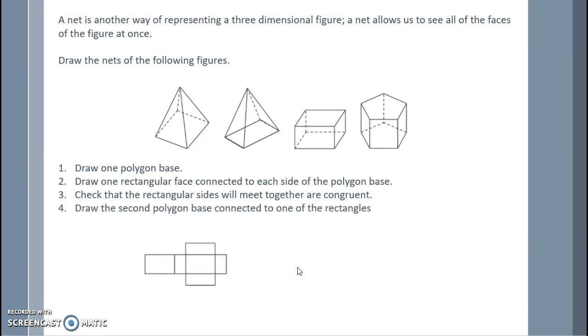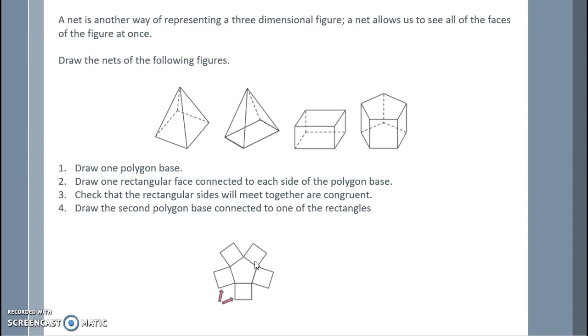Okay, then we have the rectangular prism. So we will draw the rectangular prism base here. We will draw one rectangular face connected to each side of the polygon base, here, here, here, and here. Check the rectangular sides to make sure these are congruent. So these cutout pieces, and then draw the second polygon base connected to one of the rectangles. And it says connected to one because you could have connected it to the top here, the side, or the bottom.